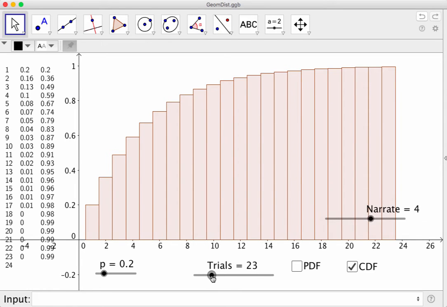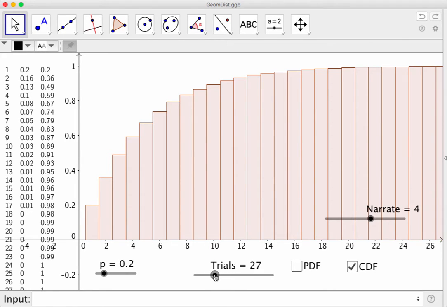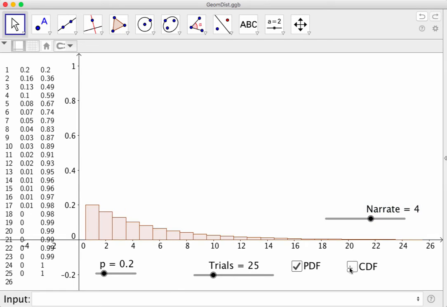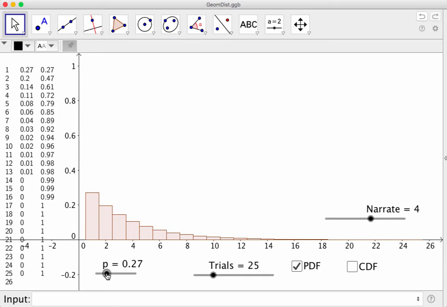Obviously, as the number of trials increases, our probability by the 24th box rounds to 1. So there's very little chance of not getting the prize by the 24th box that you purchase. Again, this distribution is always going to be right skewed. It's going to look different, obviously, as the probability increases.